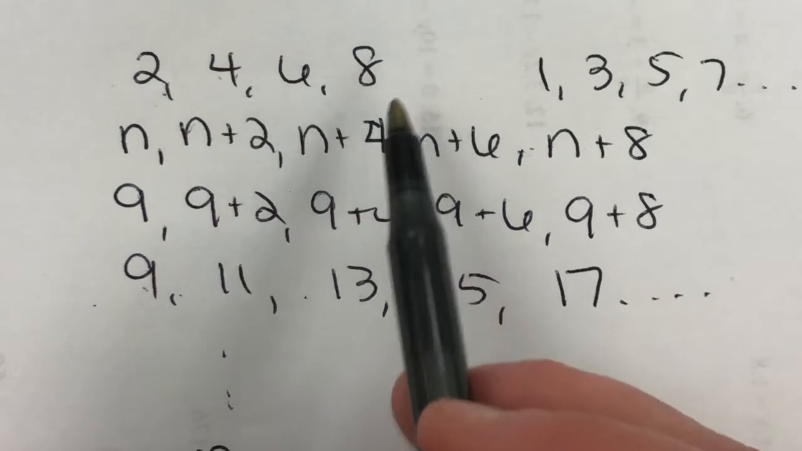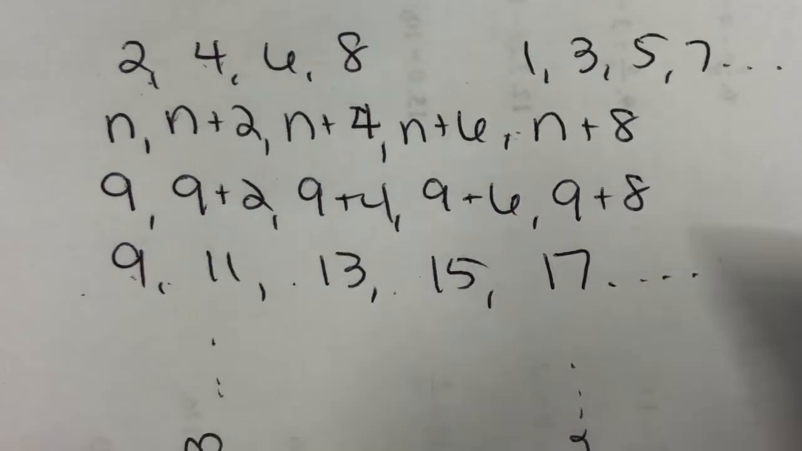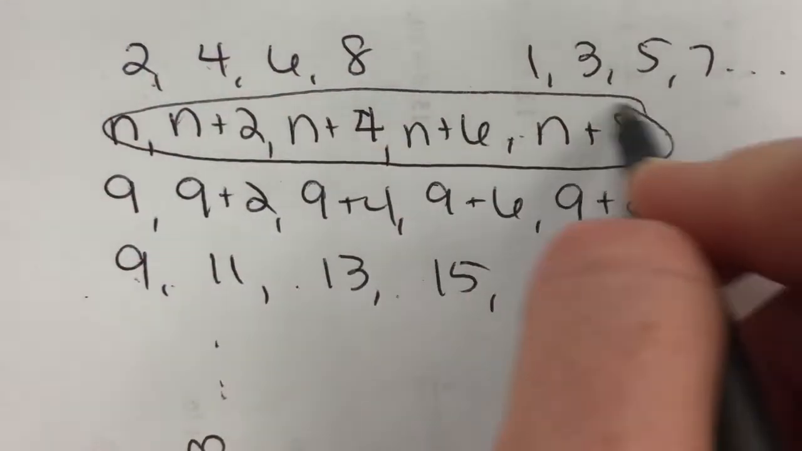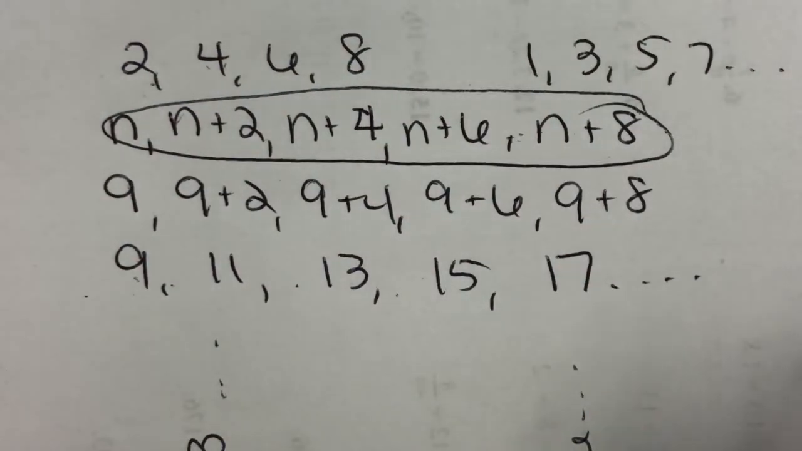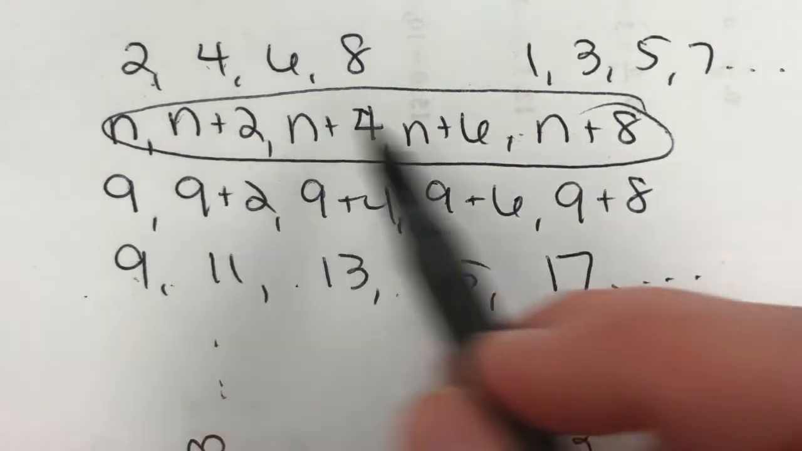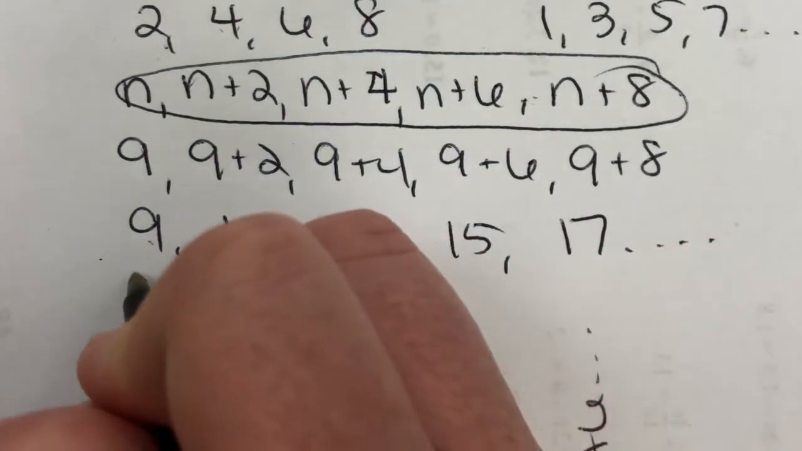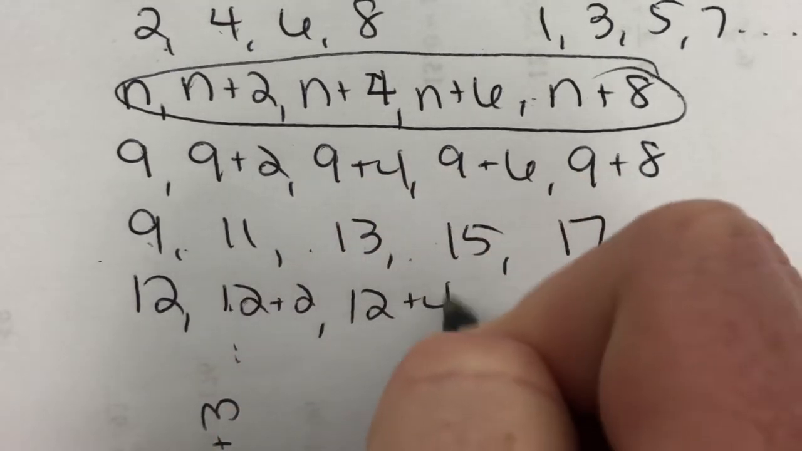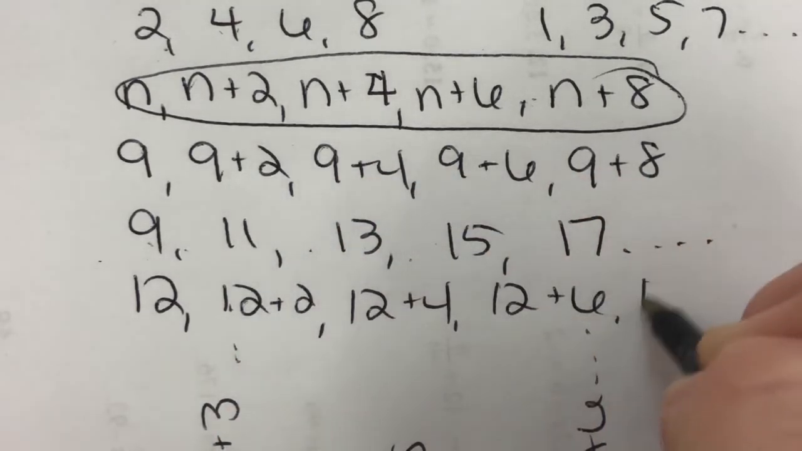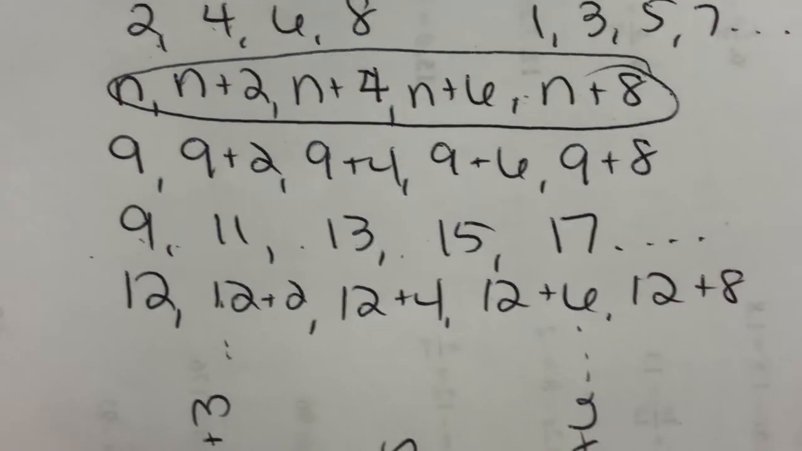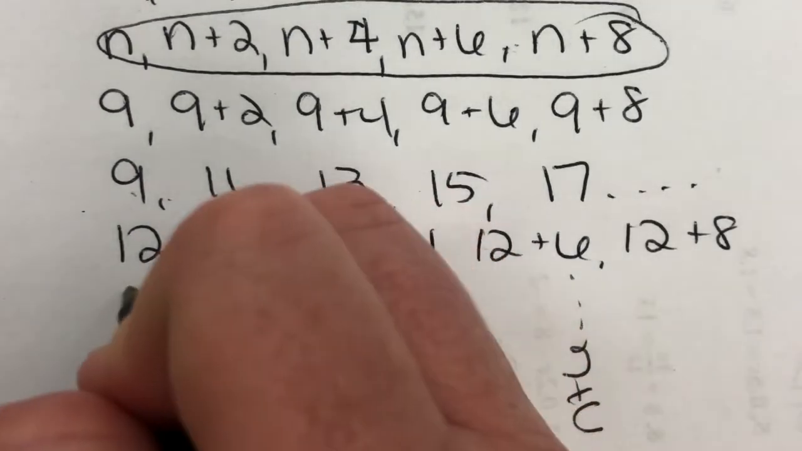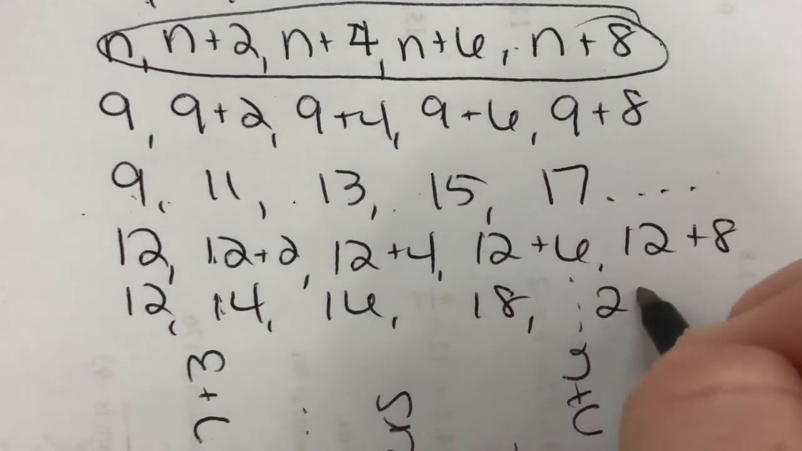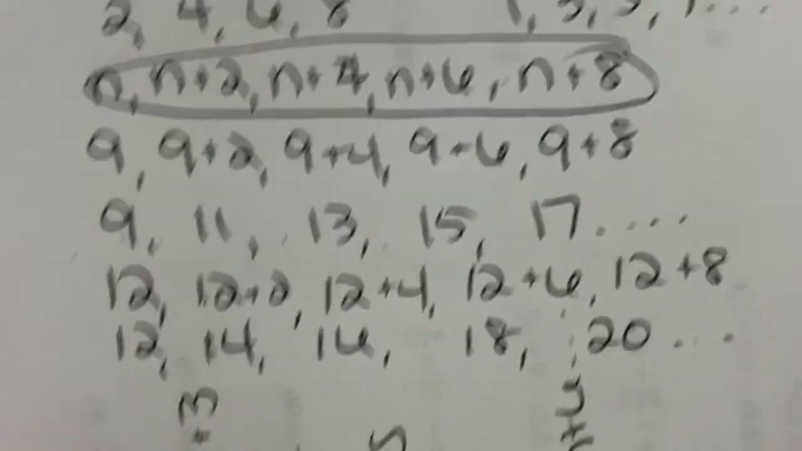If I wanted to find consecutive even numbers, just start with an even number and use the exact same thing. We're adding by 2's. So if they're consecutive, we add by 1's. If they're odd or even, we add by 2's. So let's say we started out with 12. Then I would have 12 plus 2, 12 plus 4, 12 plus 6, 12 plus 8. Then I simplify and I get 12, 14, 16, 18, 20, and so on. So hopefully that makes sense.